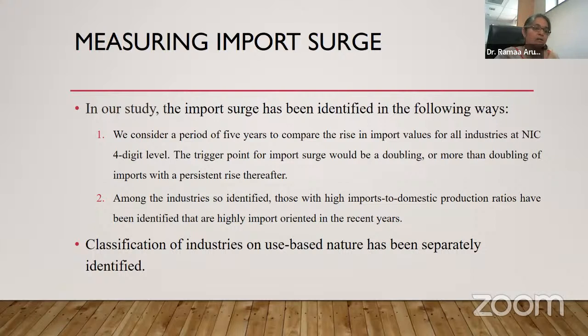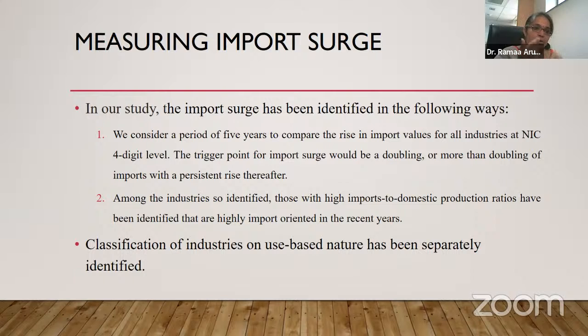The second filter that we have applied is that among these industries, those with very high imports to domestic production ratios have been identified. So now the impact on domestic production also comes into play, and those industries where the import to domestic production ratios have been very high in recent years. That takes care of the time period also, and the changes happening over time.